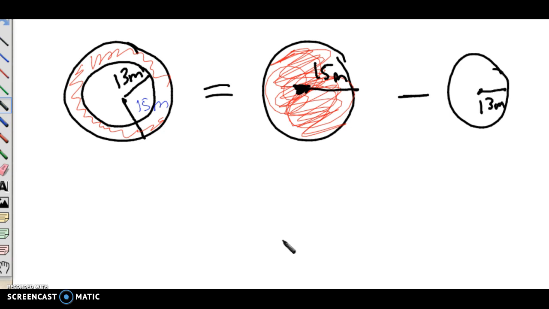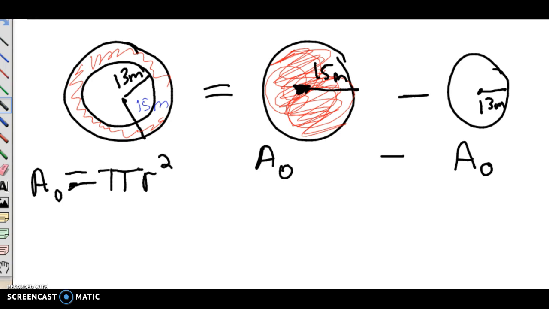So we want to find the area of the donut that remains once we remove the hole or the center from it. We need to find the area of the larger circle minus the area of the smaller circle that we've removed from the middle. Again, the formula for the area of a circle is pi r squared.